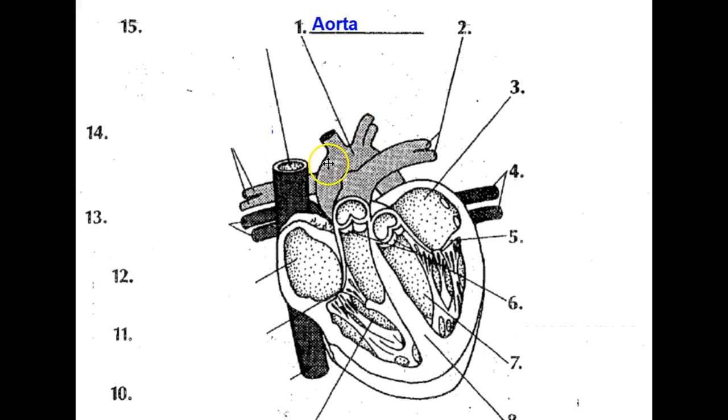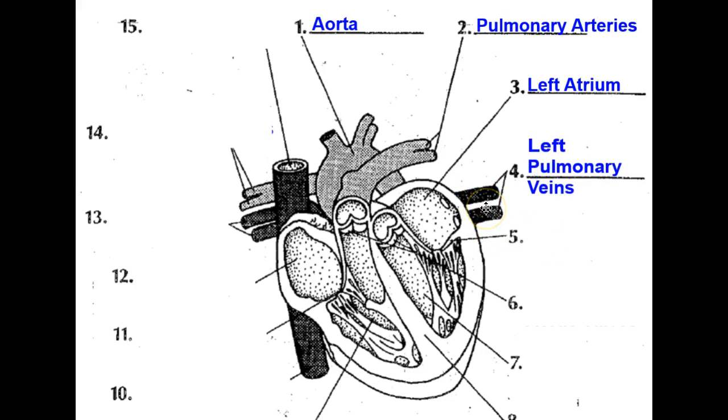Number 1 would be the aorta. Number 2, the pulmonary arteries. These would be the arteries that go back and forth between your heart and your lungs. Number 3, this chamber in the heart is called the left atrium. It's on the right side of the diagram, but remember this would be facing you, so that's the left side of your heart, the left atrium.